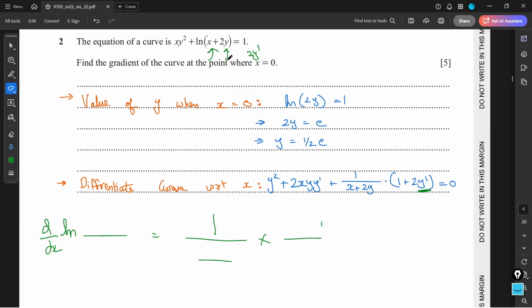And the derivative of x with respect to x is simply 1. And on the right hand side, because the derivative of a constant is always 0, that is how I'm getting 0 on the right hand side. So yes, that is how you differentiate this implicit function with respect to x.